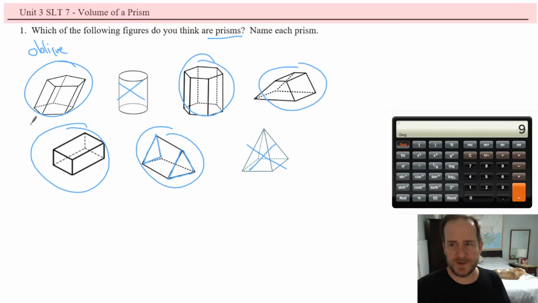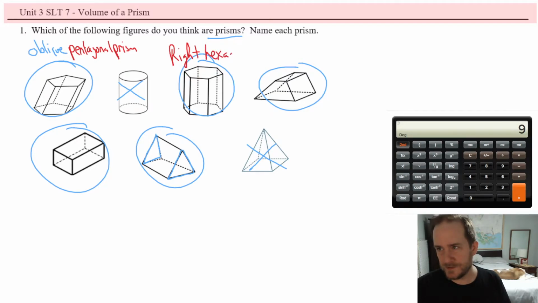Now it does say name each prism. So I wrote down that this guy was oblique, but to fully name this guy, I better be saying it's an oblique pentagonal prism. This guy here is not oblique. It's straight up and down. That makes it a right prism. And because the base is a hexagon, it's a right hexagonal prism.